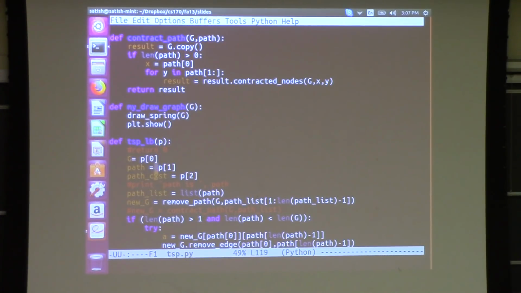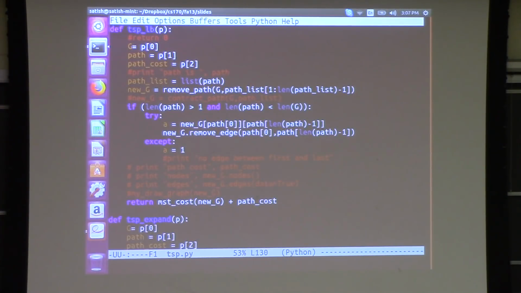It looks at a path, it computes the cost of the path here. And then it does something and does something and does something. I forget what that all is. But the claim at the end is that it's the MST cost of the collapsed graph and the path cost, which is what I claim. So that's one of the procedures. You need to say when you're done, and here's when you expand.